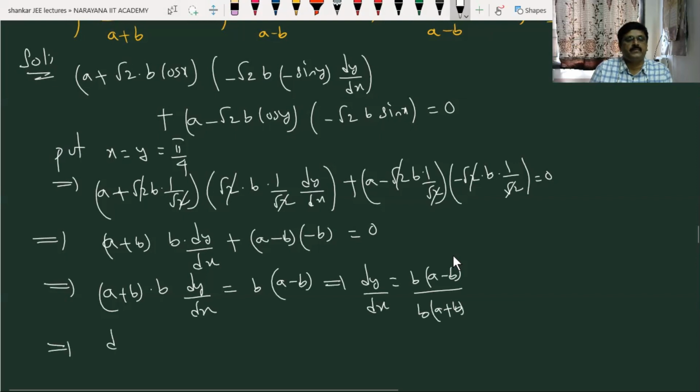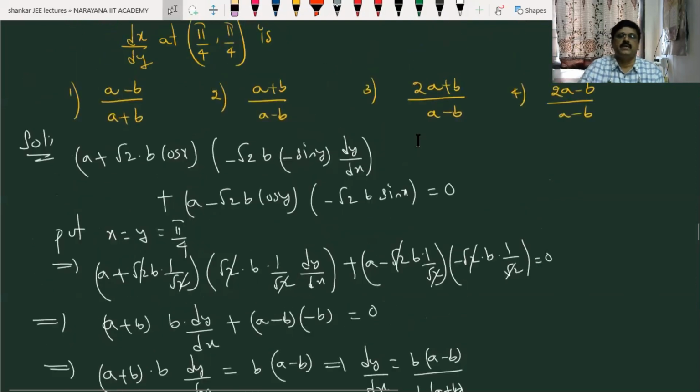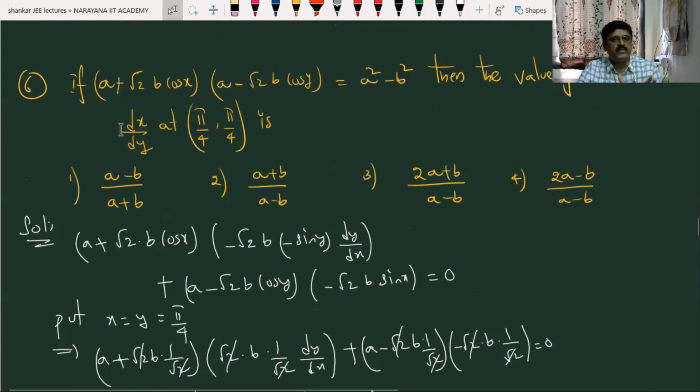But your question is dx by dy at pi by 4 comma pi by 4. Already I kept x is equal to pi by 4 and y is equal to pi by 4. So answer will be a plus b upon a minus b, students. Just the problem based on UV formula and direct differentiation. This is a dx by dy asked, students. So you have to do it carefully.